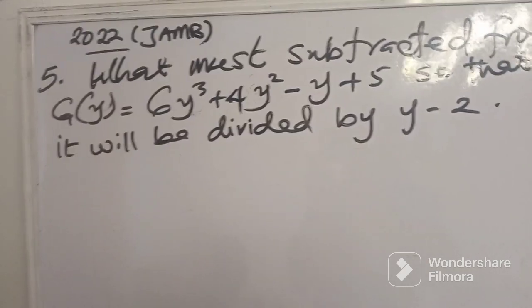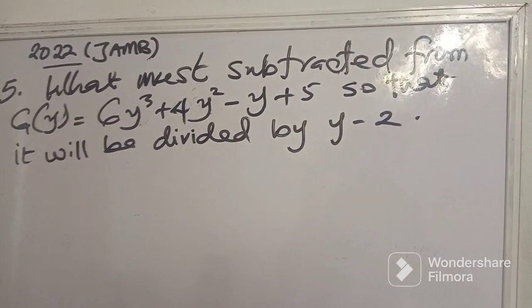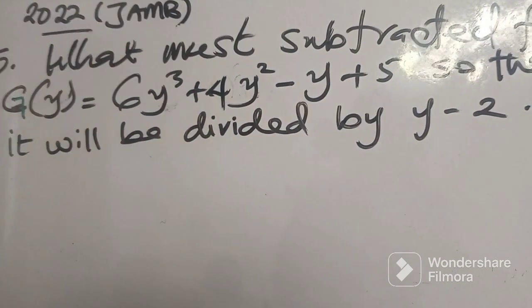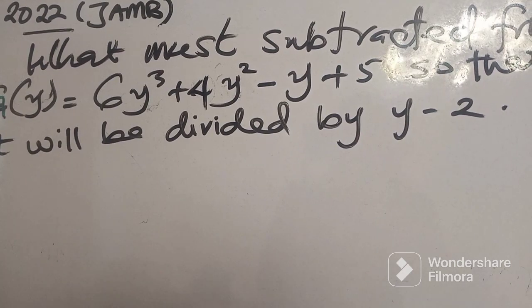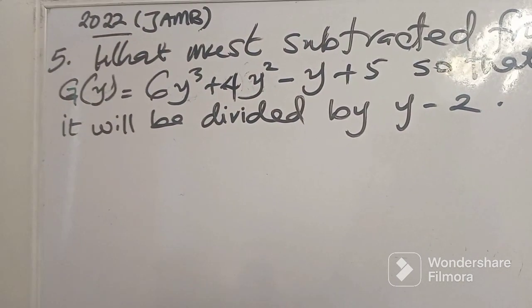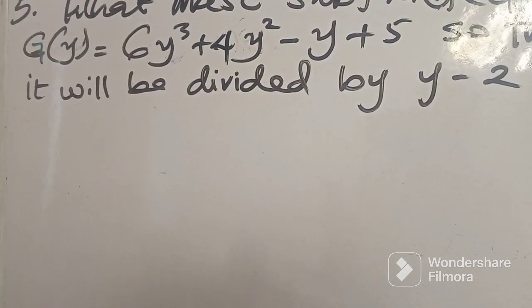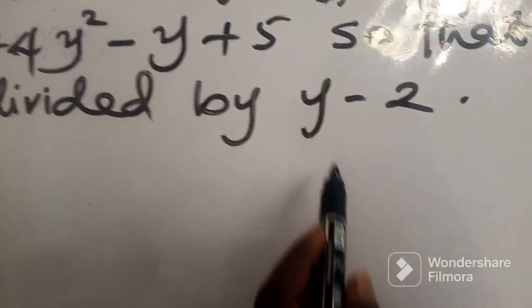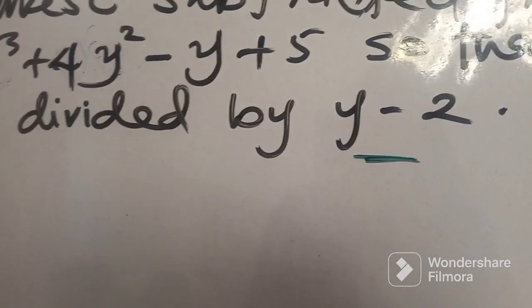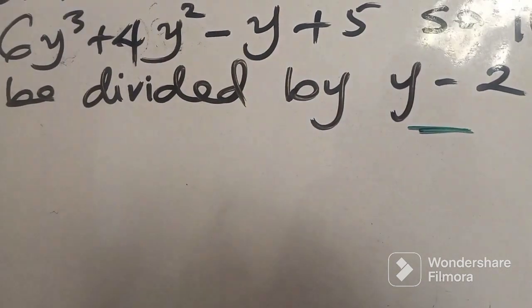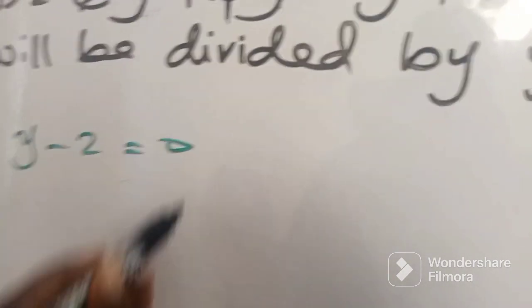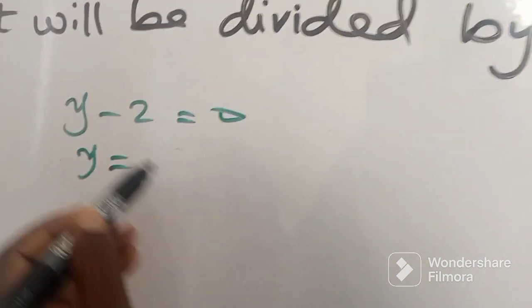Now, looking at the question on the board, the question says what must be subtracted from g, this one is g of y equal to 6y cubed plus 4y squared minus y plus 5, so that it will be divisible by y minus 2. This question is from polynomials. You don't need to stress yourself. Since you are using this to divide this, you use the remainder theorem. And what does the remainder theorem say? It says you equate the divisor to 0 and solve for y, so that y will be equal to 2.